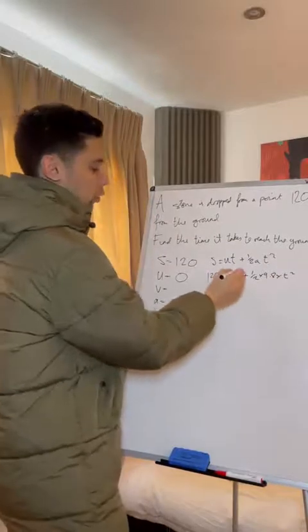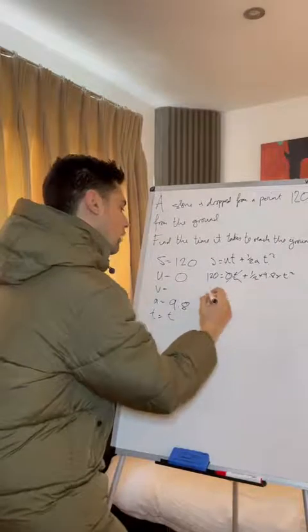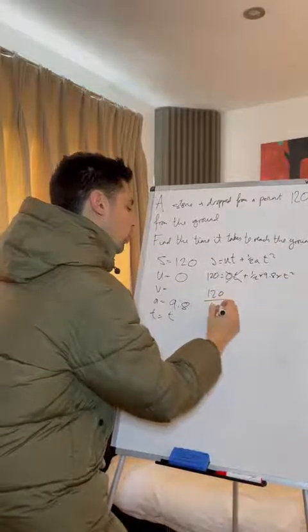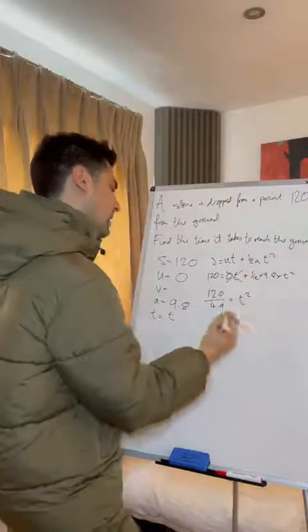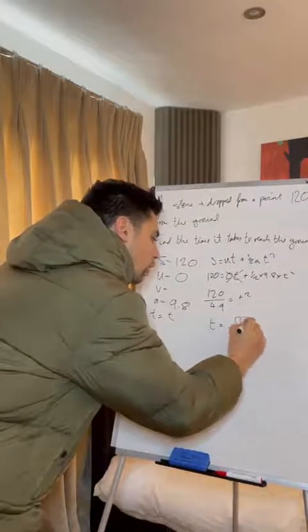So that can obviously go. And then a half times 9.8 is 4.9. Divide that over here. 120 over 4.9 equals t squared. Square root that. T equals the square root of 120 over 4.9.